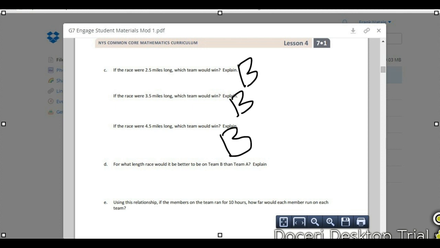Okay. Now, for what length race would it be better to be on Team B than Team A?